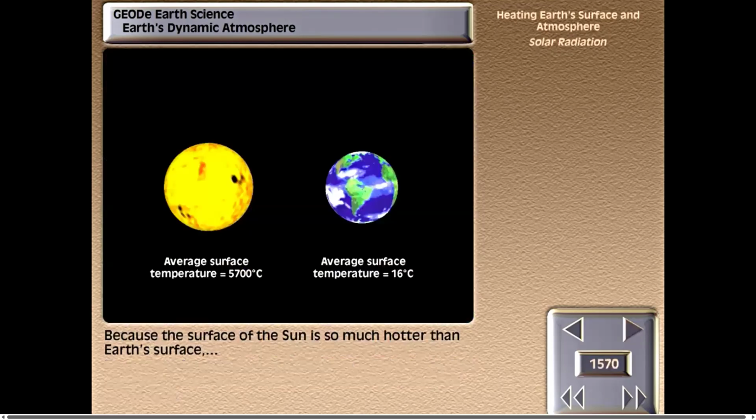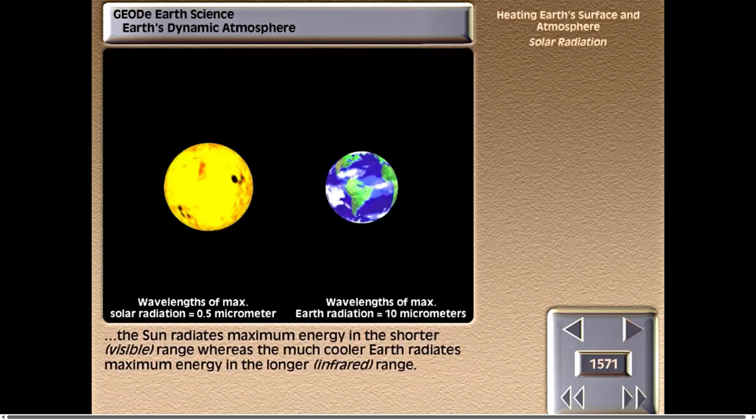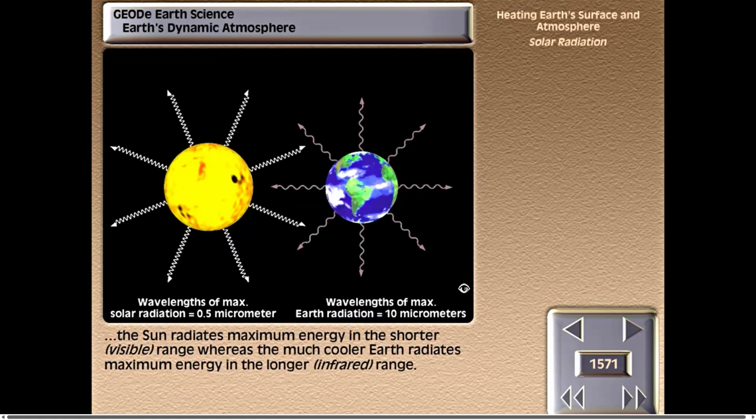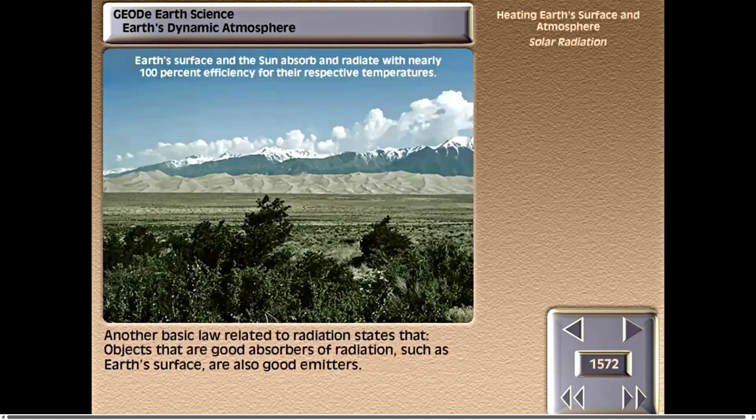Because the surface of the Sun is so much hotter than Earth's surface, the Sun radiates maximum energy in the shorter, visible range, whereas the much cooler Earth radiates maximum energy in the longer, infrared range. Another basic law related to radiation states that objects that are good absorbers of radiation, such as Earth's surface, are also good emitters.